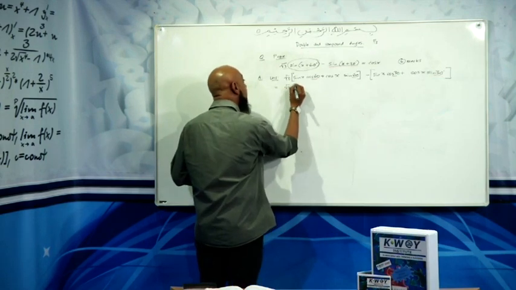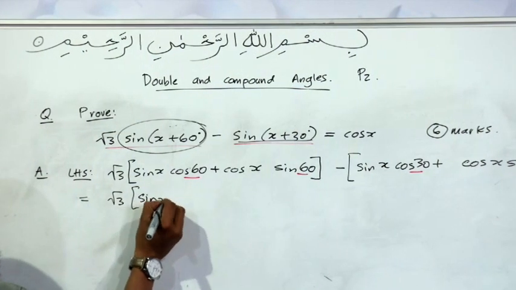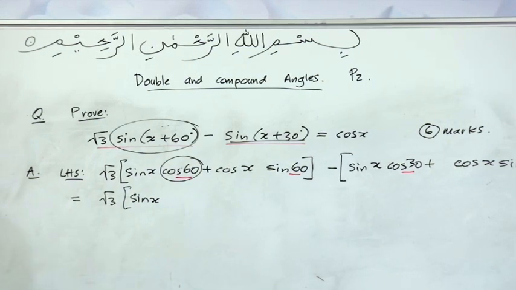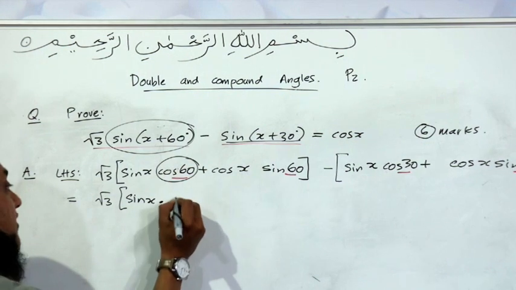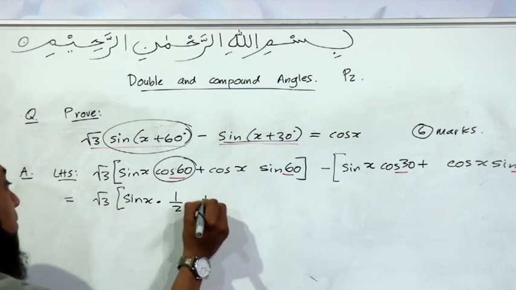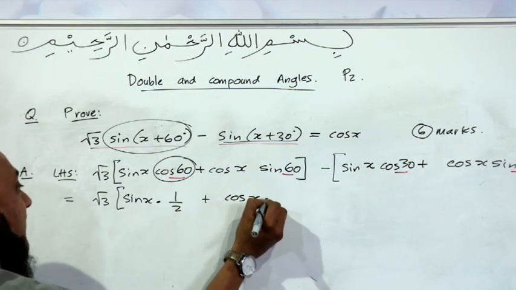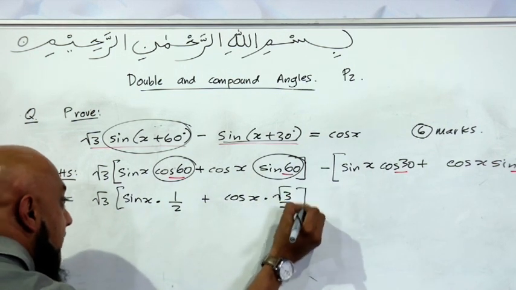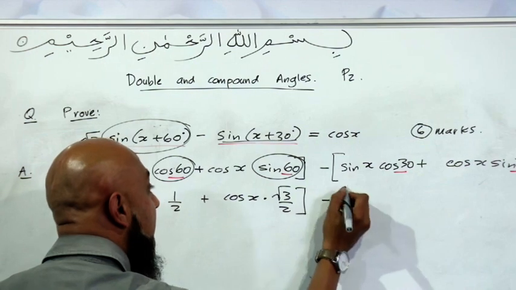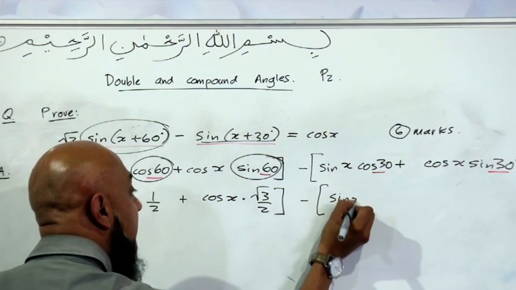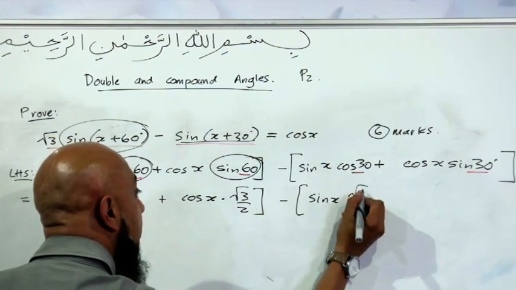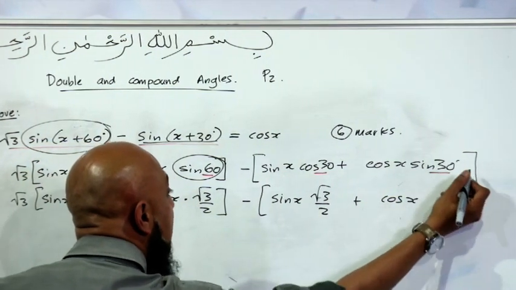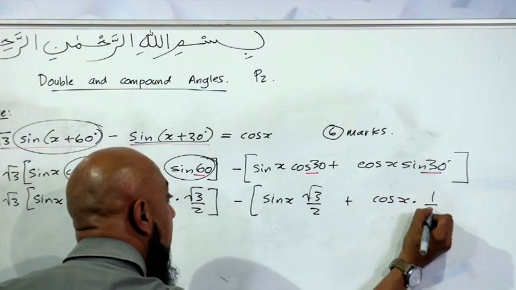So what do we have? We've got root 3 into sine x. What is cos 60? You can go onto your calculator. We know cos 60 is a half. So it's times a half. Plus cos x times sine 60, which is root 3 over 2. That's your special angle. Minus, what do we have? We've got sine x, cos 30, root 3 over 2, plus cos x, sine 30 being a half.